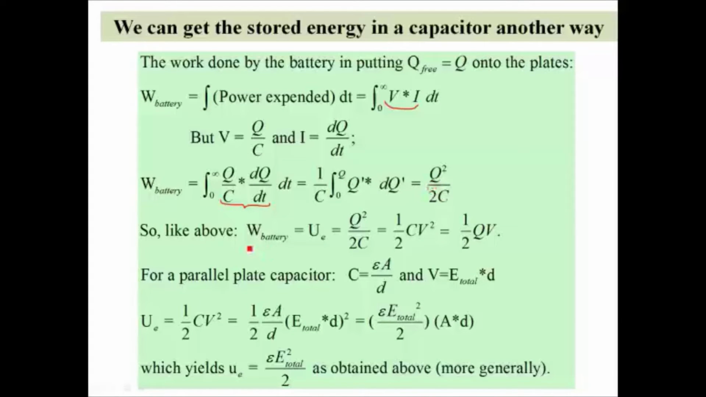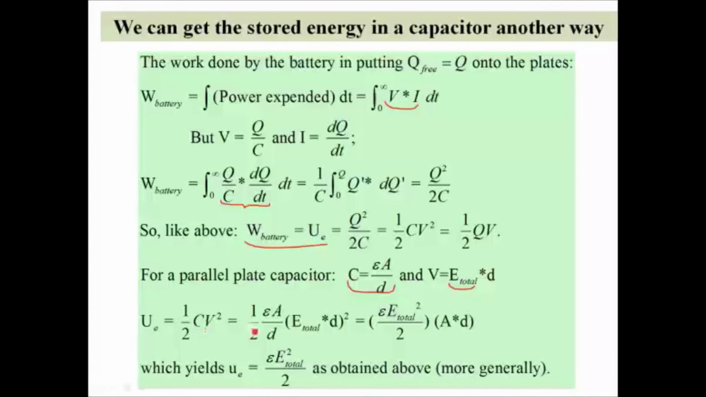Well, let's see. Like above, we have then that this value, which is equal to the potential energy put into the system, is equal to the same equations as before, and then we can use C equals Q over V to get these two versions here. Now if we go back to the parallel plate capacitor, if we want to put in C equaling this, where for the dielectric we just have an epsilon here, the voltage is the total field in the dielectric times d. This is important that you understand that. And so then you can substitute in for C and V into this equation here.